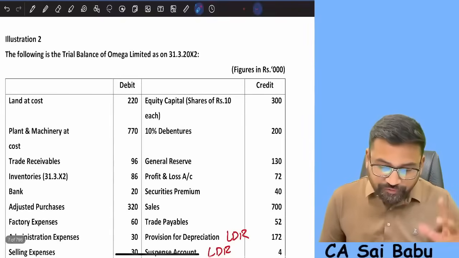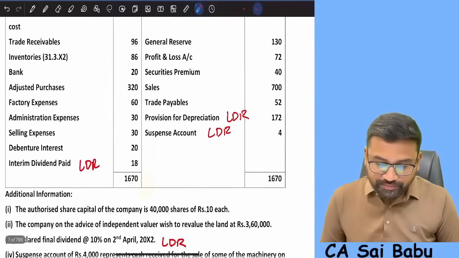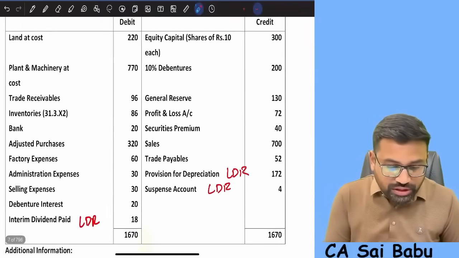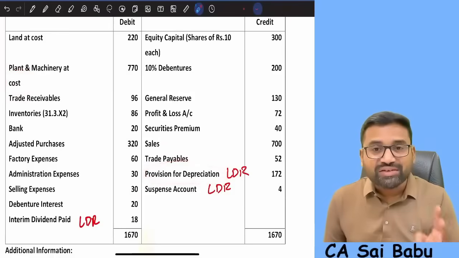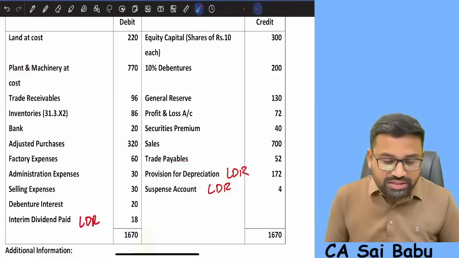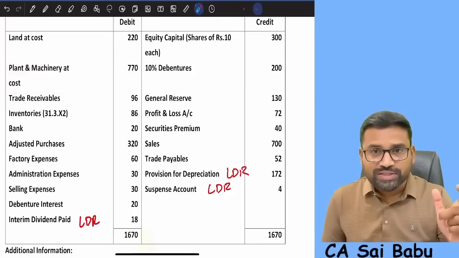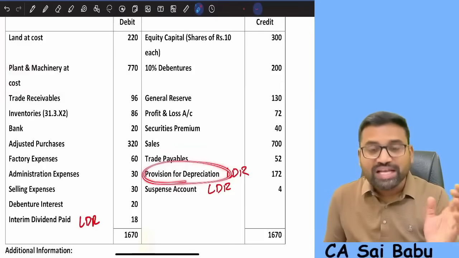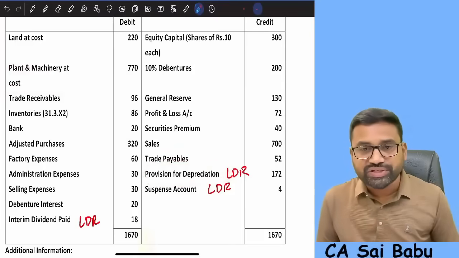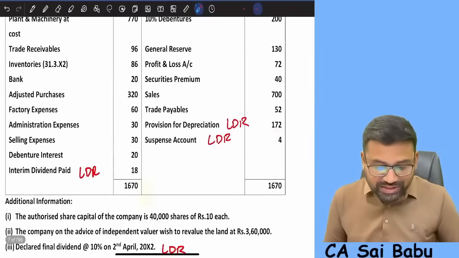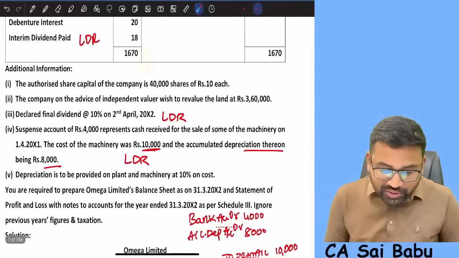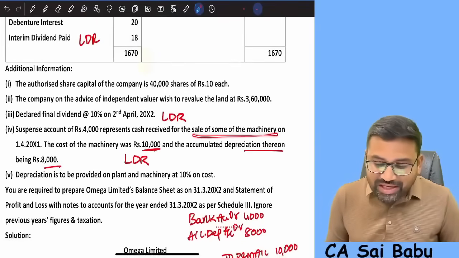Next, if you see illustration number 2, sir, in this question, plant and machinery is given at cost, provision for depreciation given separately. That means we will maintain the asset at original cost and depreciation we will transfer to a separate account called provision for depreciation account. And in this question they have given a suspense account also. What is this suspense account? They are saying that it is nothing but the sale of some of the machinery.